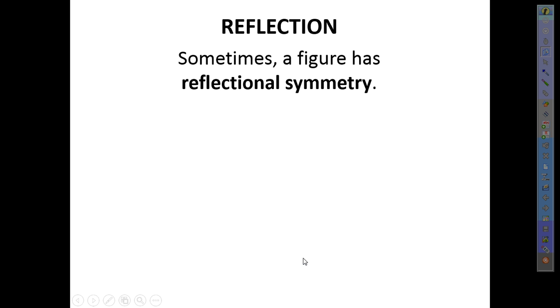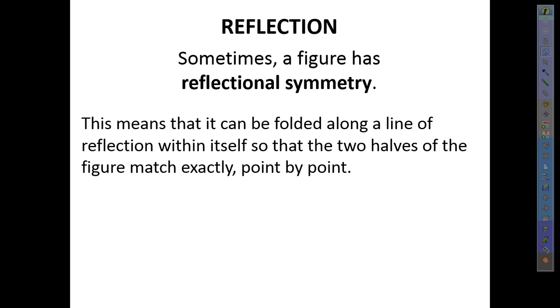Sometimes a figure has reflectional symmetry. This means that it can be folded along a line of reflection within itself so that the two halves of the figure match exactly, point by point. Again, symmetry is when something's the same on both sides, another term that we're familiar with. Reflectional symmetry just means that the line that it is being reflected over also happens to be a line of symmetry, meaning that it's the same on both sides.